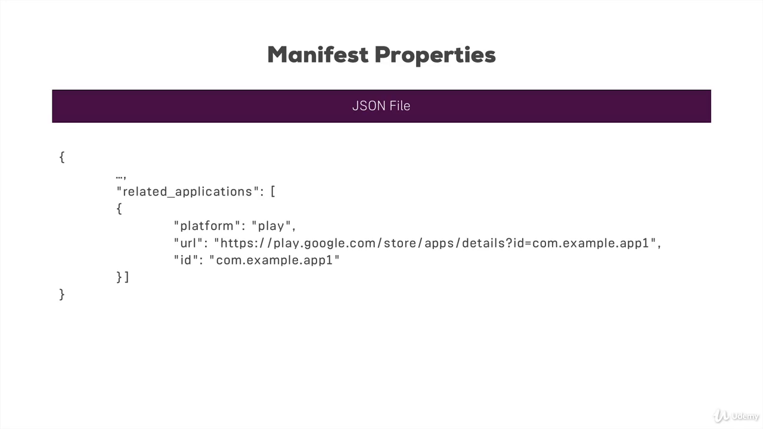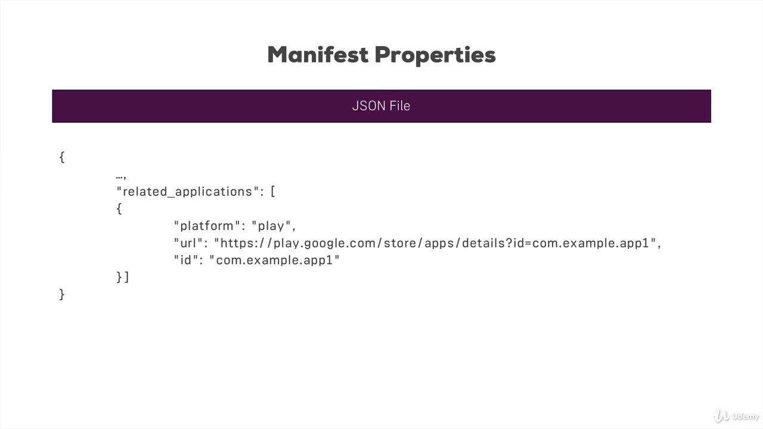The related applications also is an array of related applications, where each application is simply an object where you specify the platform, like play for the Google Play Store, then the URL to your app in that store, and possibly an ID, so that it can be identified in that store. And as for all the properties, you find a link with detailed instructions on all these given properties at the end of the module.